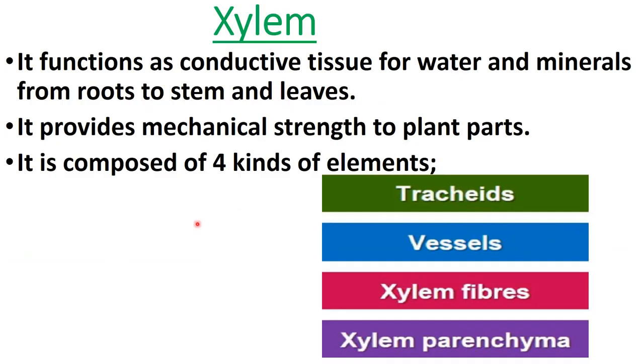So let's start with xylem. It functions as conductive tissue for water. Means it helps in the conduction of water and minerals from roots to stem and leaves. As you know, roots of the plant absorb water and minerals from the soil. Okay, and this water along with minerals is then transported to the different parts of the plant like stem and leaves. So with the help of which tissue is the plant conducting this water and mineral from roots to stems and leaves? With the help of xylem, right?